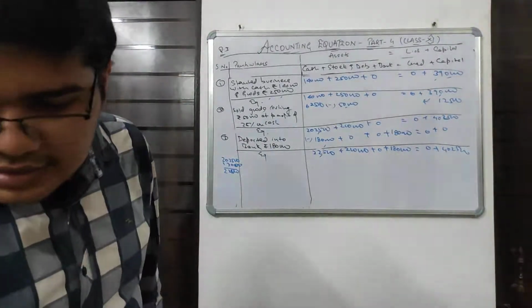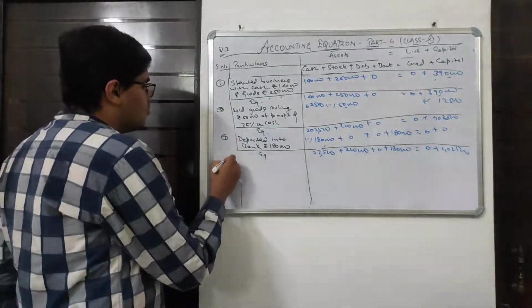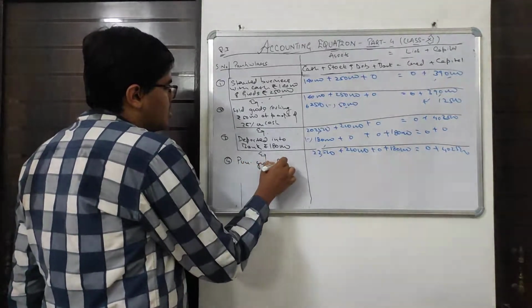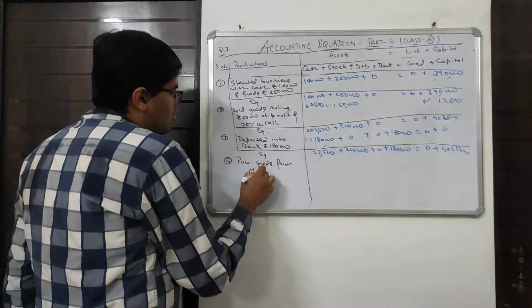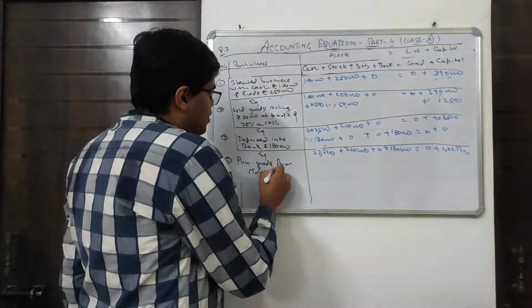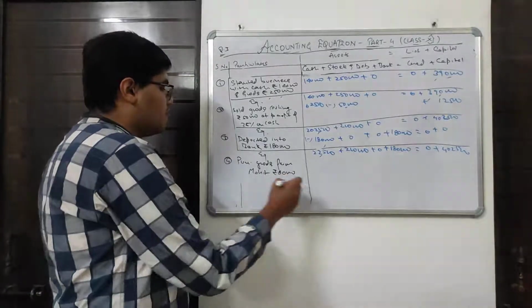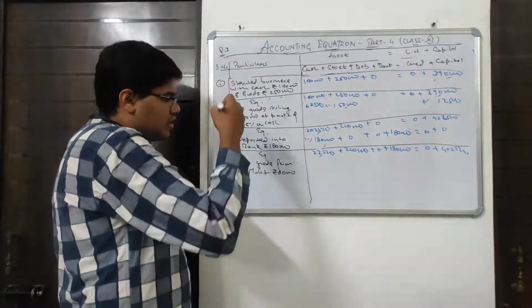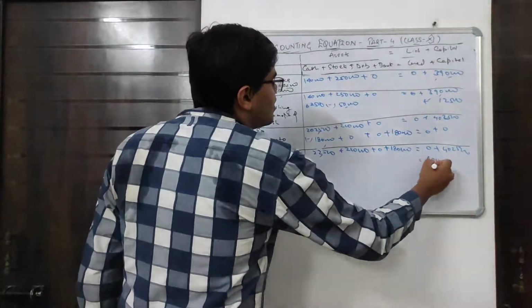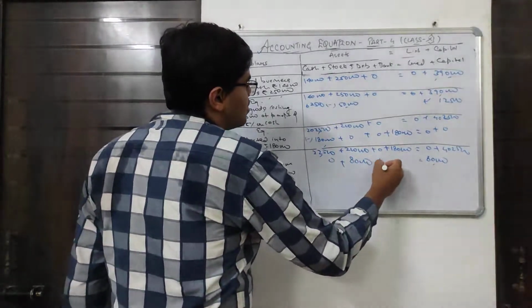Our last transaction is: purchased goods from Mohit. Now at what amount are we purchasing the goods from Mohit? Rupees 80,000. So this transaction is very much easy. Since we are purchasing the goods from Mohit, Mohit is our creditor as told in our previous question. So 80,000 will be added to creditor and stock will also be added by 80,000, and the rest no change.